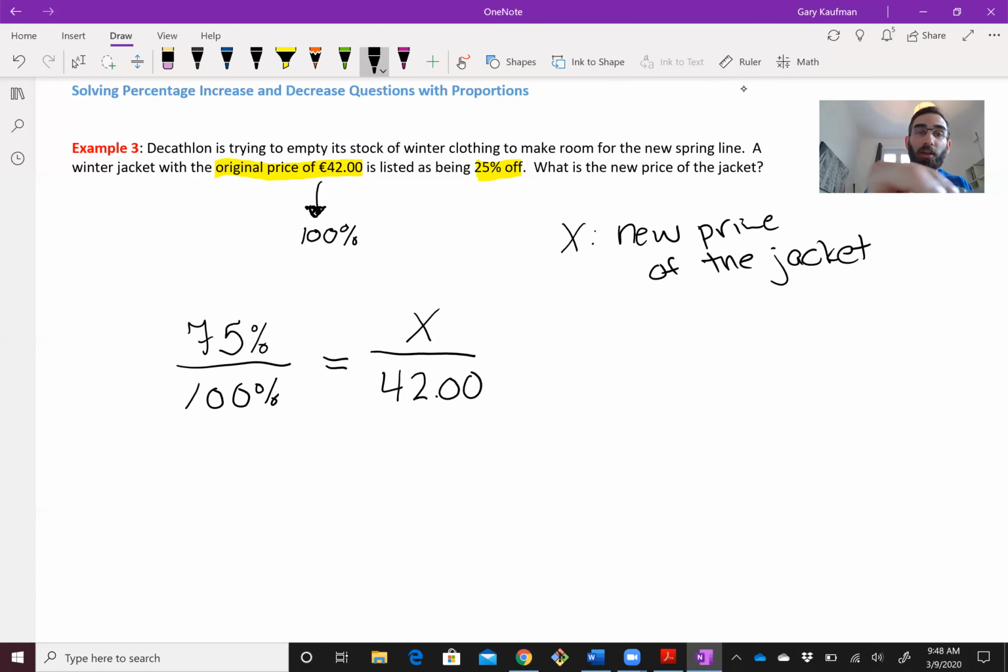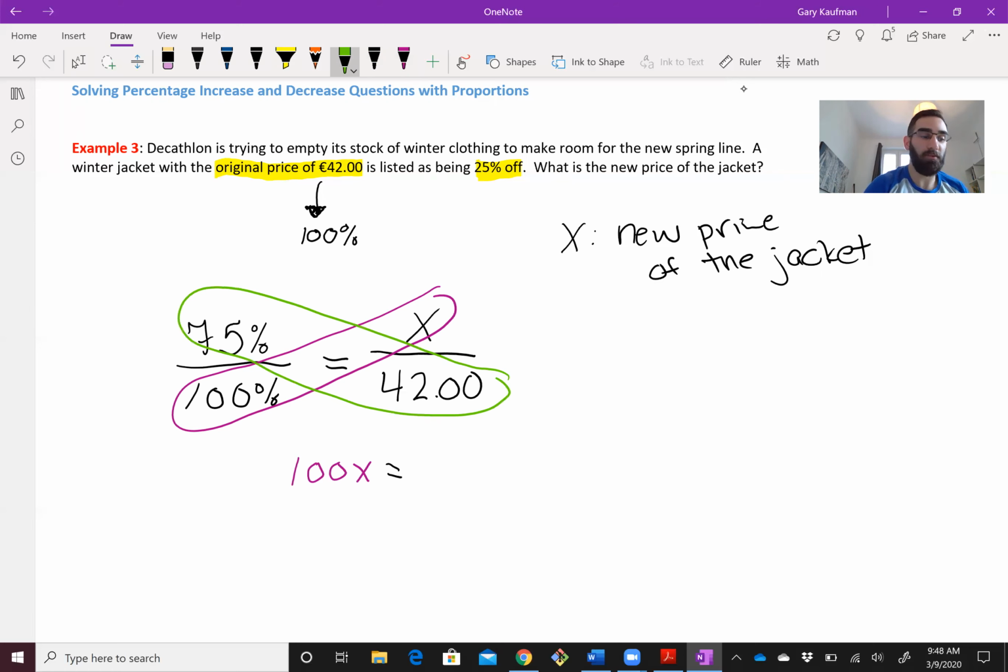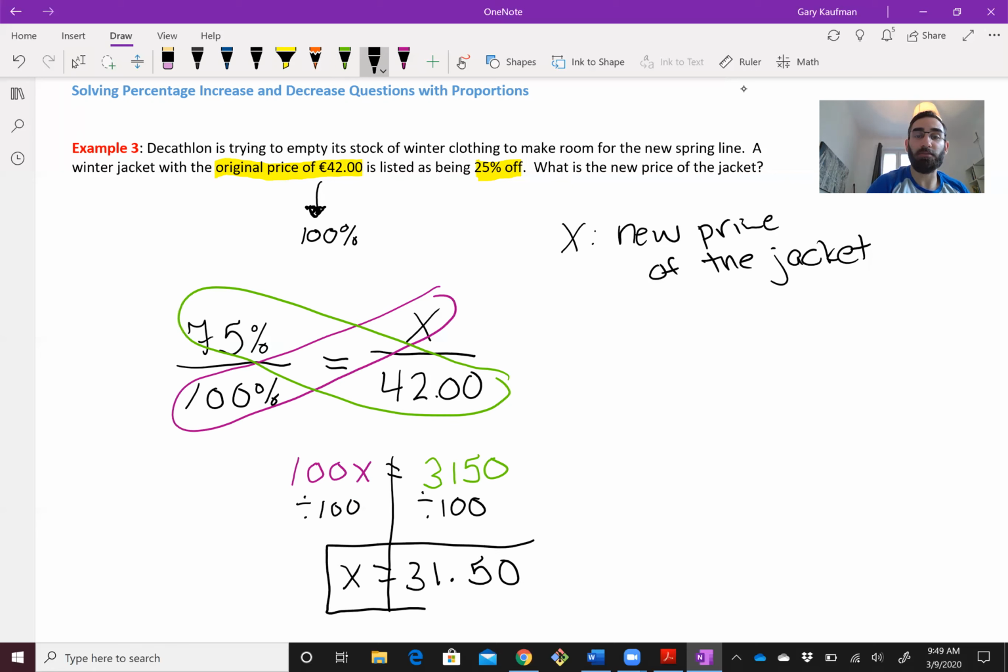This is where all of a sudden I can now do cross multiplication. So I get 100x is equal to 75 times 42, which is 3,150. I then divide both sides by 100, and I get x equals 31.50. This is my new price.